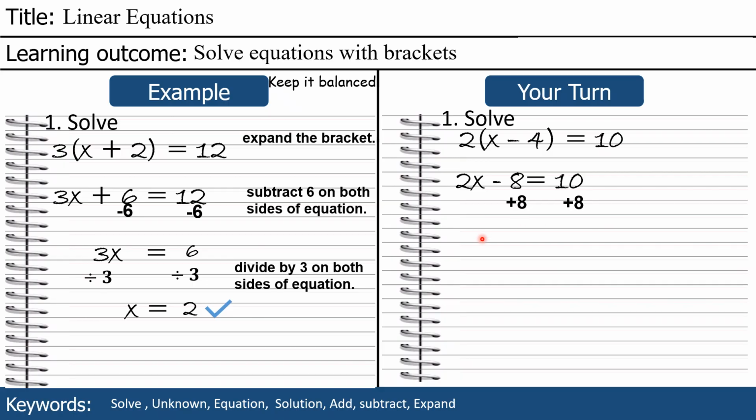So therefore 2x will be equal to 10 add 8 equals 18, and then we have 2x equals 18. Again, we undo the last operation done to x. So here we have x multiplied by 2, and the reverse of multiplying by 2 is dividing by 2.